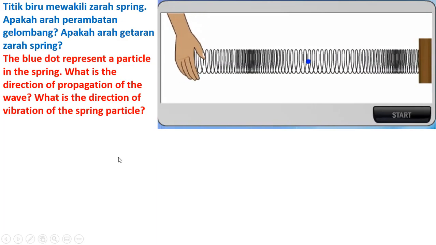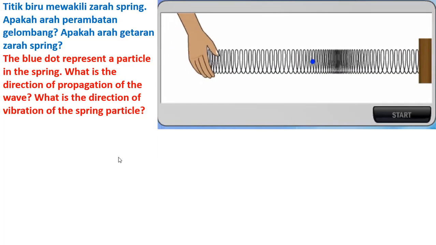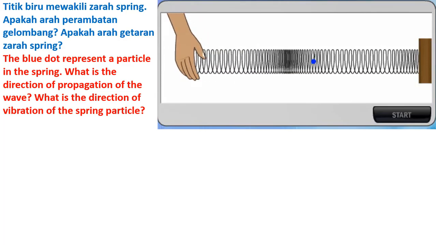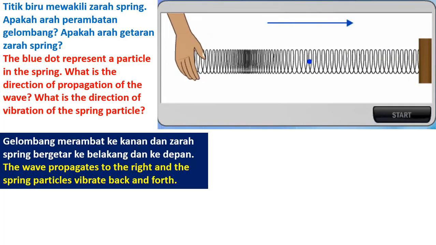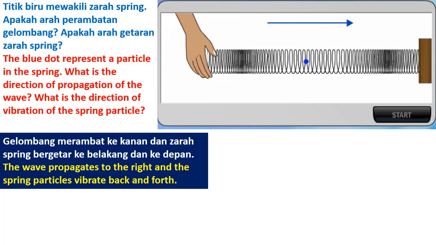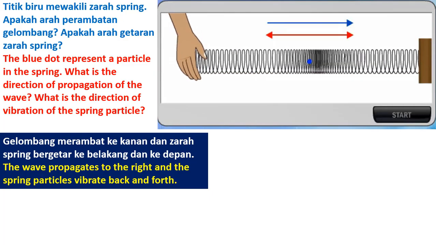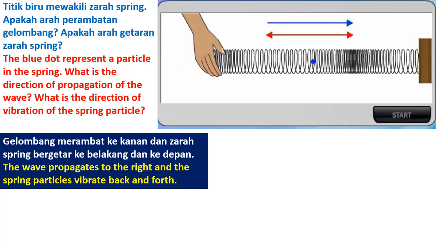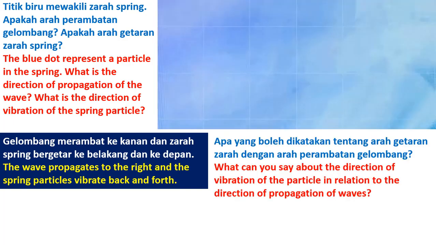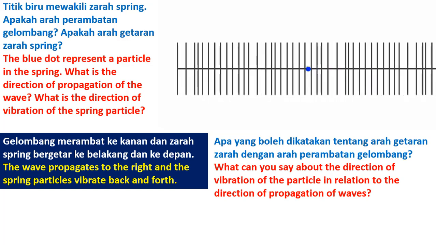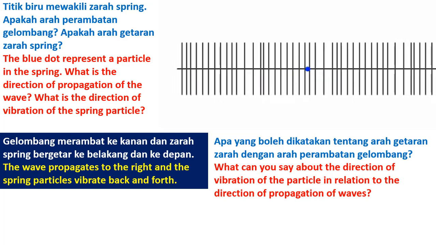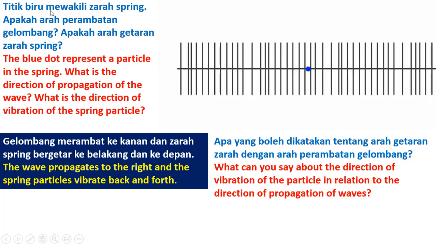And what is the direction of propagation of the wave? And what is the direction of vibration of the spring particles? So the wave propagates to the right and the spring particles vibrate back and forth. What can you say about the direction of vibration of the particles in relation to the direction of propagation of the wave?